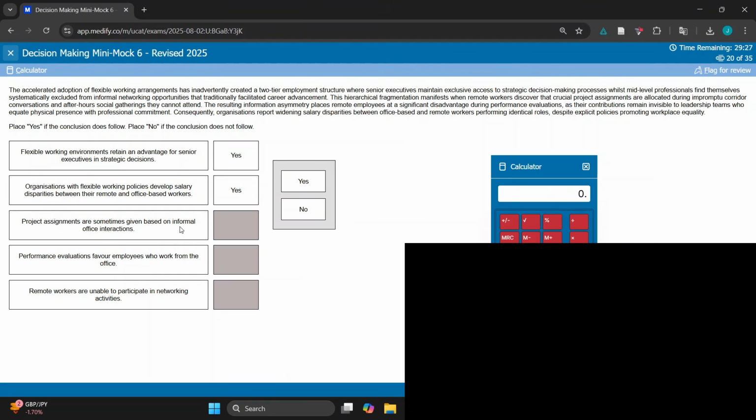Project assignments are sometimes given based on informal office interactions. Yes, because I remember seeing something about corridor conversations. Performance evaluations favor employees who work from the office. I think so, yes. Because it says remote workers miss crucial projects allocated during impromptu corridor conversations. Remote workers are unable to participate in networking activities.